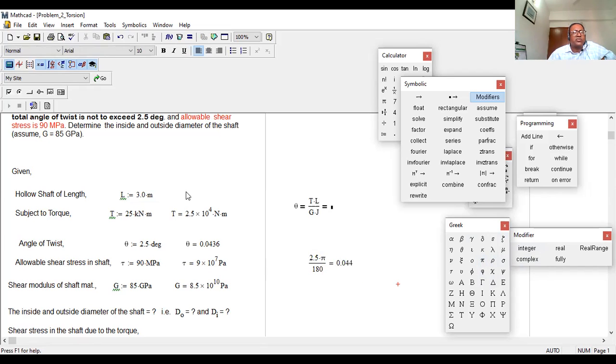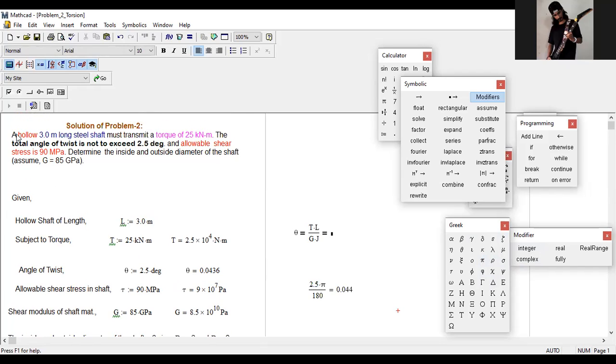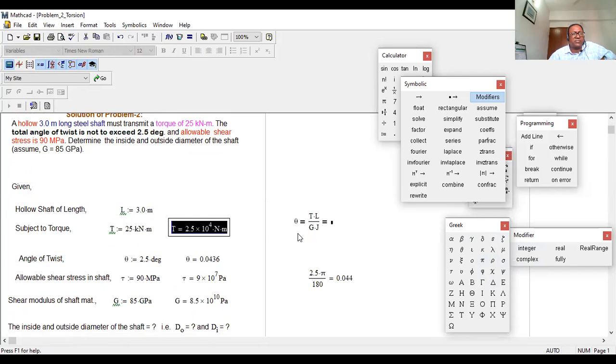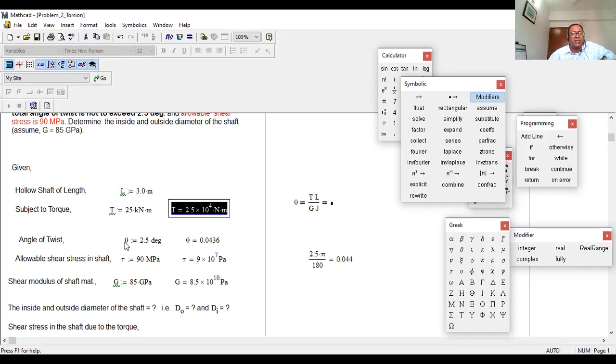Okay. So in this problem, we say hollow shaft 3 meter long. So this is our L. L is given, the length of the shaft. Torque 25 kilonewton meter. I multiply by 1000, it becomes Newton meter. Then angle of twist 2.5 degree, right? So I convert it in radian. If you don't convert in radian and you put it in the formula, your result will be wrong.